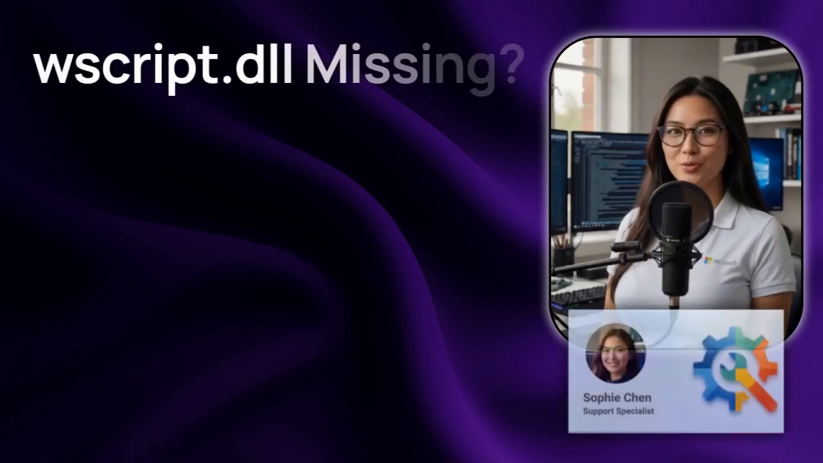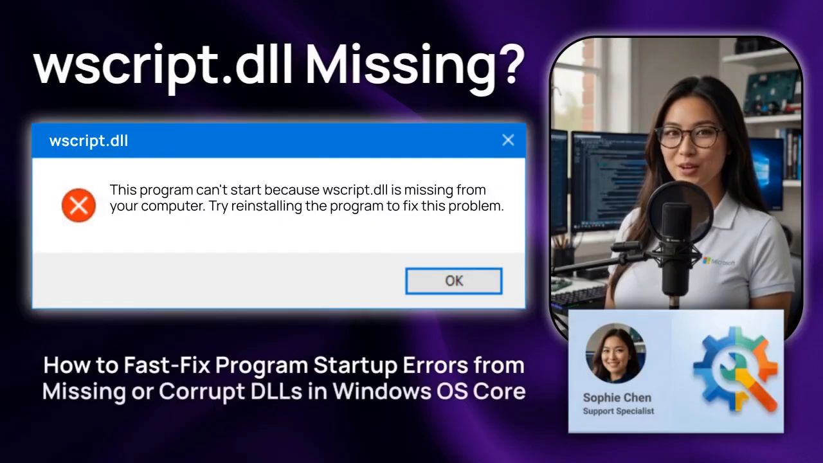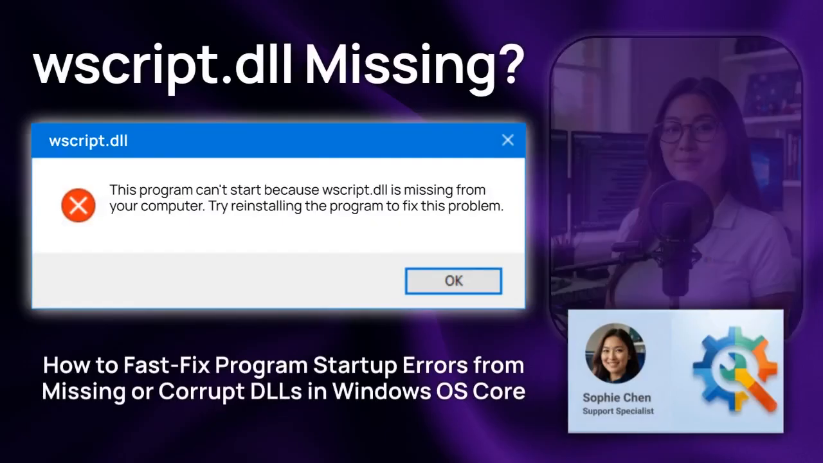Is Windows failing to load because of the Wscript host library DLL? I'm Sophie Chen, a senior Windows support engineer. I've diagnosed the corruption and have the fix ready.